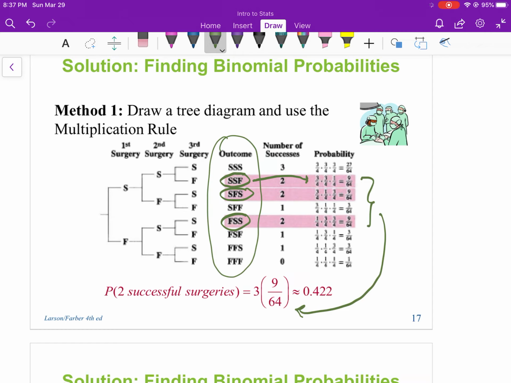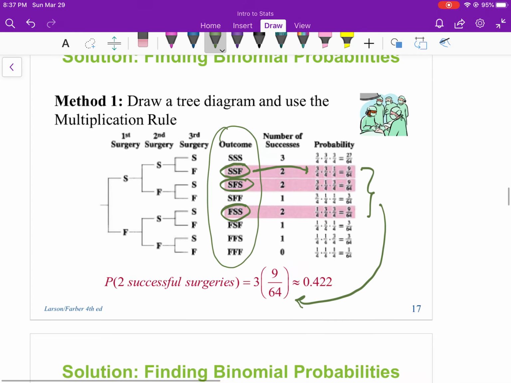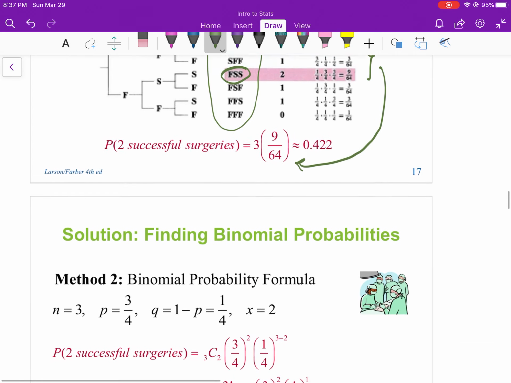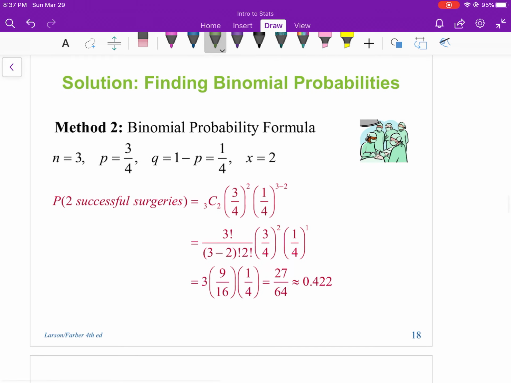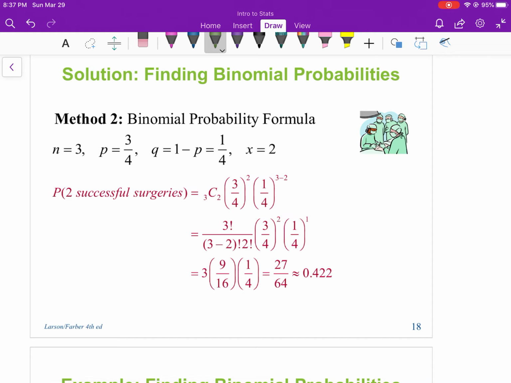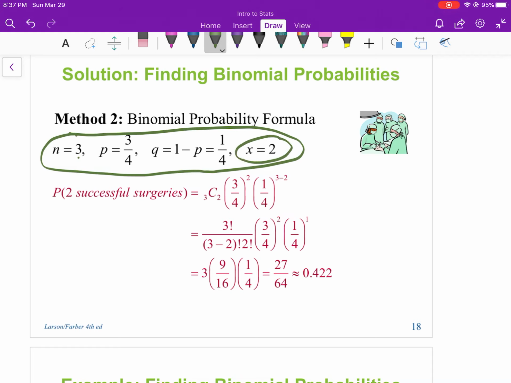If we do the formula instead, we're going to shorten the amount of work that we have to do. And so here we go. This is how we would use the formula for that situation. They have all of these things from the word problem. So we had 3 trials. Success rate was 75%, so your Q is 25%, and we're looking for exactly 2 successes.